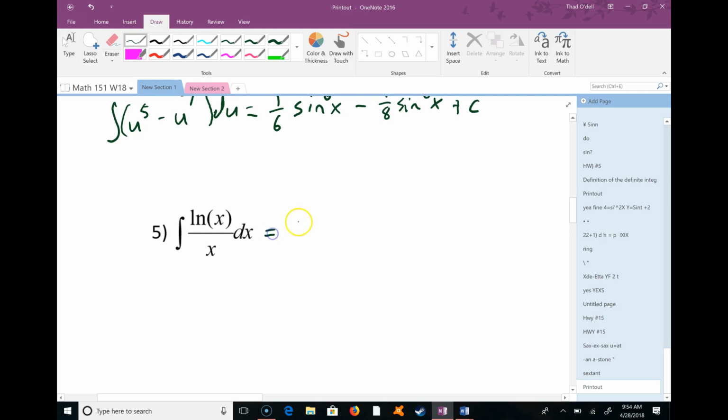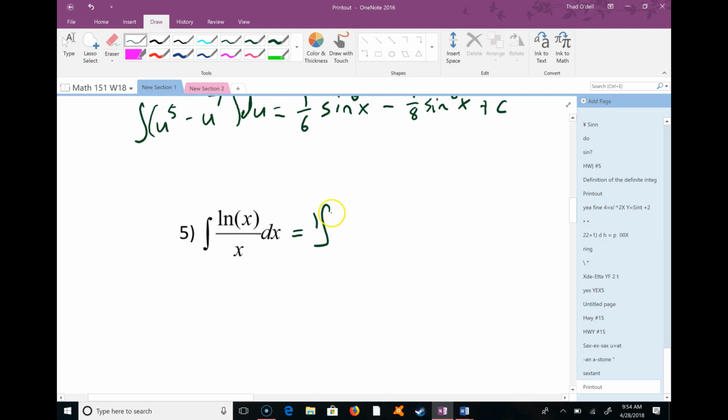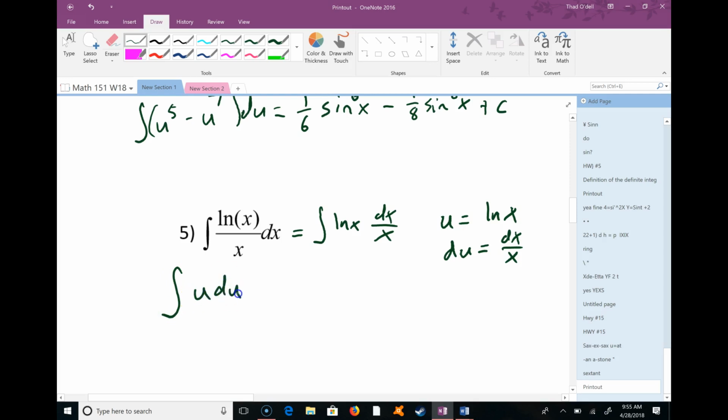So notice if I rewrite this as the integral of ln x times dx over x, that's the same thing, right? And you can see that dx over x is the derivative of ln x. So in that case, that makes me think, could I let u equal ln x? Then du is going to be dx over x. So when we change this to u's, notice it's just going to be u du, isn't it?